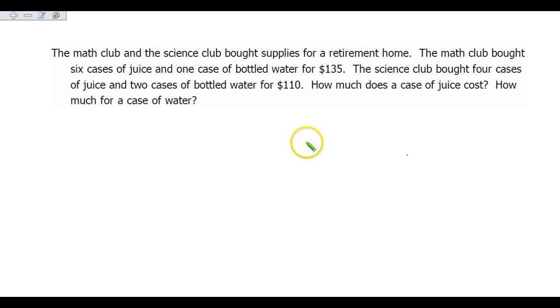The Math Club and Science Club bought supplies for a retirement home. The Math Club bought 6 cases of juice and 1 case of bottled water for $135. And then the Science Club bought 4 cases of juice and 2 cases of bottled water for $110. We can use those 2 different scenarios to set up 2 different equations. So here's what the Math Club would look like.